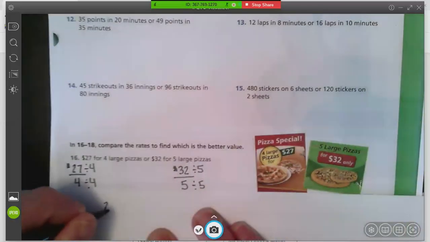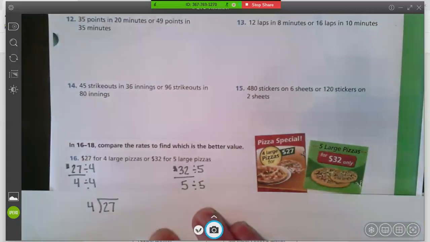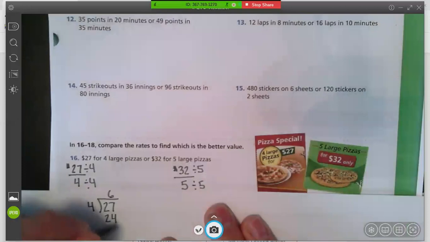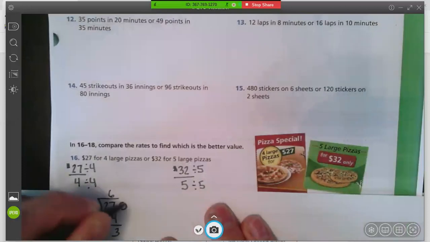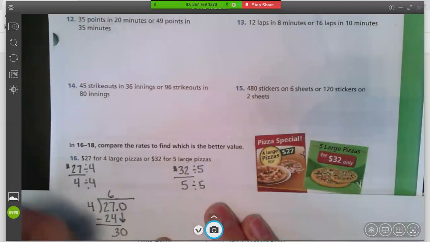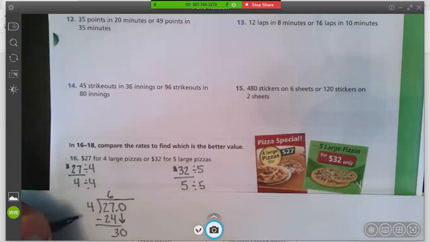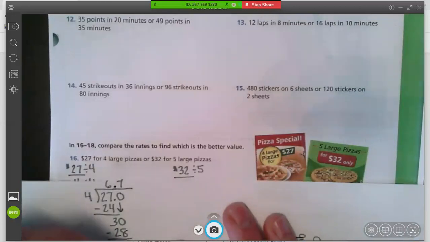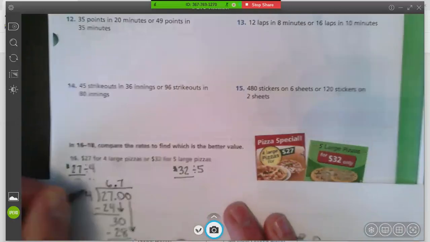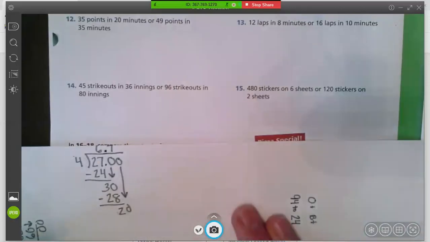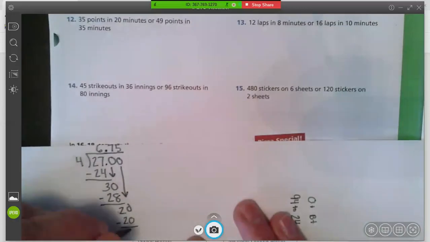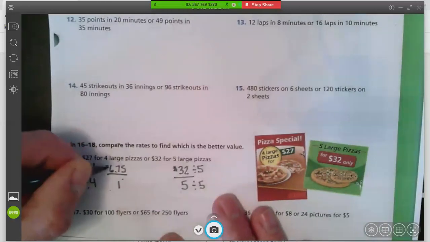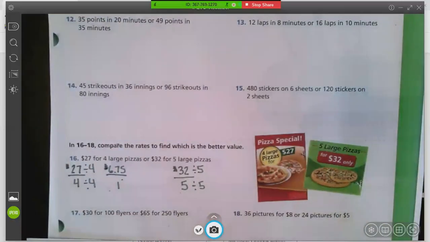So here we go. We're going to go 27 divided by 4. How many times does 4 go into 27? 6. Very good. 6 times 4 is 24. Subtract, that's 3. Bring this down. How many times does 4 go into 30? 7, which is 28. Subtract, that's 2. Add another 0. How many times does 4 go into 20? 5. So this is $6.75. What does that $6.75 mean? How much one pizza is.